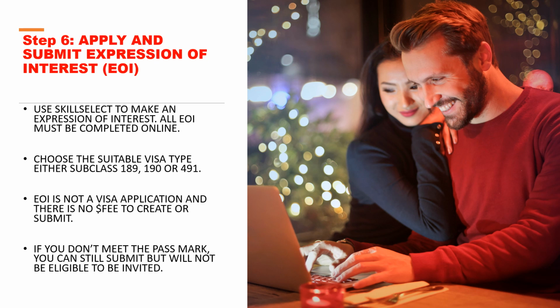We are now on step 6. Apply and submit your expression of interest or EOI. When you submit your EOI, you will be given an indicative point score based on the claims you made. If you provide incorrect, false, or misleading information, your application might be refused. Use SkillSelect to make an expression of interest.